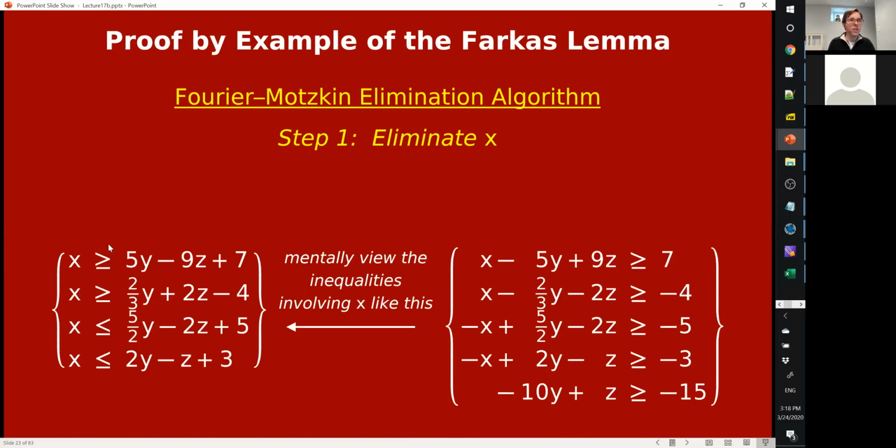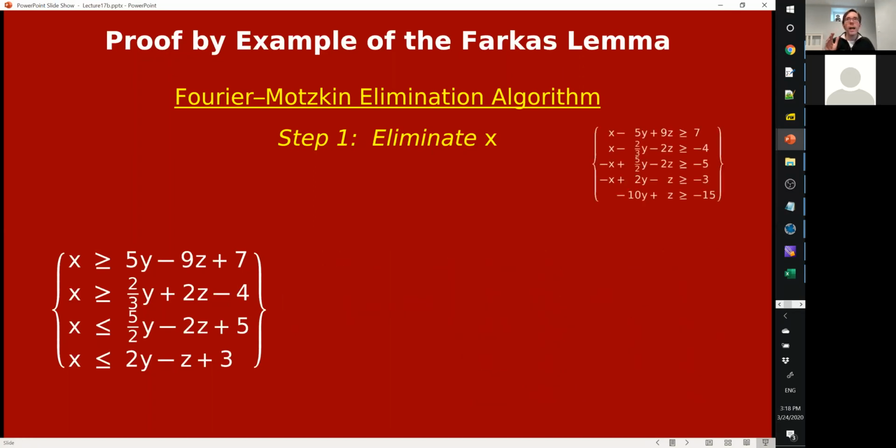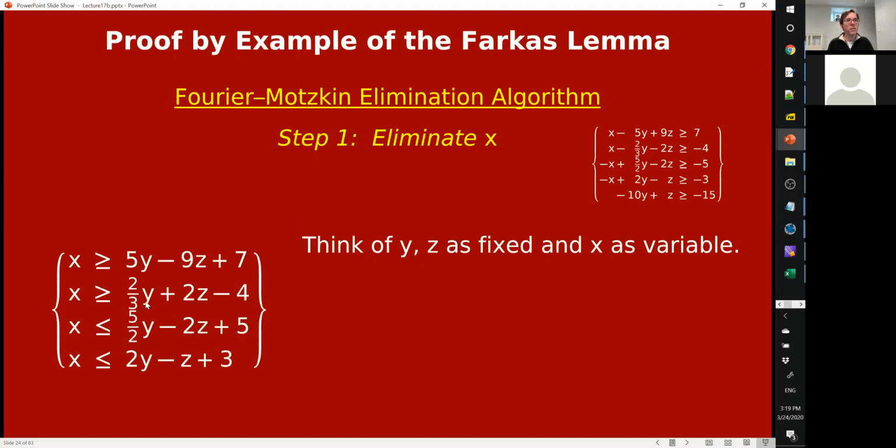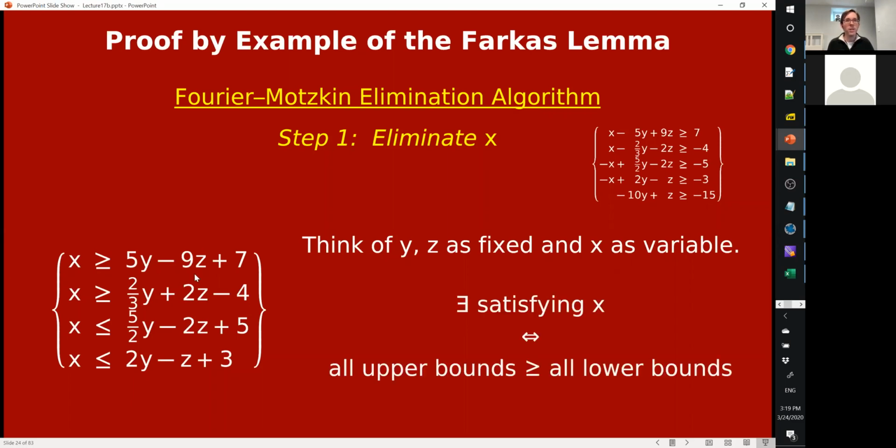And now you see it's not too hard to understand. You have some expressions that x is supposed to be bigger than and some expressions that x is supposed to be smaller than. I just put the original system back up there. Temporarily think of y and z as numbers, but x is like a variable. Then your constraints on x are that x is bigger than some numbers and x is smaller than some numbers. And there is an acceptable solution for just the variable x if and only if all the lower bound numbers are smaller than or equal to all the upper bound numbers.